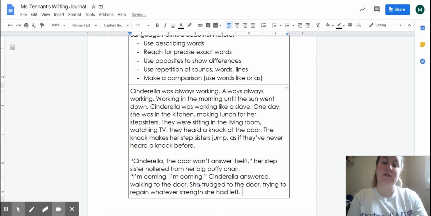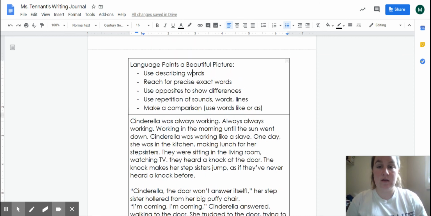Okay. So, what I want you to work on today is pick a part in your story, and I want you to try to use some of these skills that are up in the top. Can you use describing words? Are you using precise words? Are you repeating a phrase? Is there a way that you can compare your character to something else? Because by using these specific skills and strategies in your writing, your reader can definitely make that picture in their minds as they are reading your fairy tale.